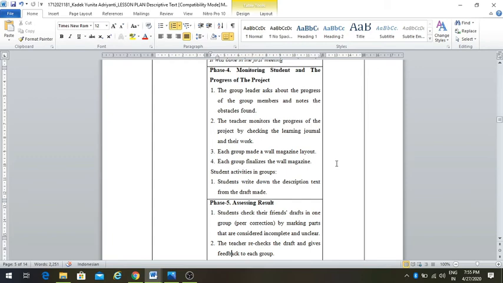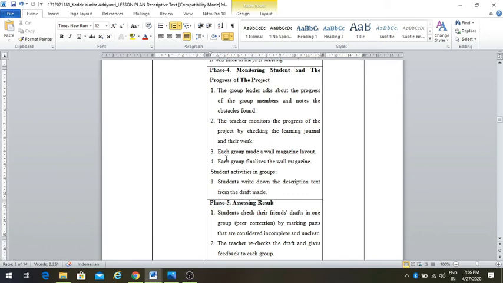So after this phase, they move back to the fourth phase, in which after peer correction, students can develop their draft into a paragraph of descriptive text based on the revision that has been made by their friends and the teacher. So here, in the student activity in group, students write down the descriptive text from the draft made. I mean the final paragraph of descriptive text.